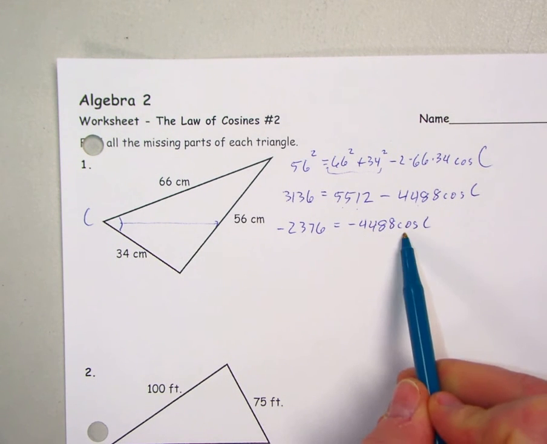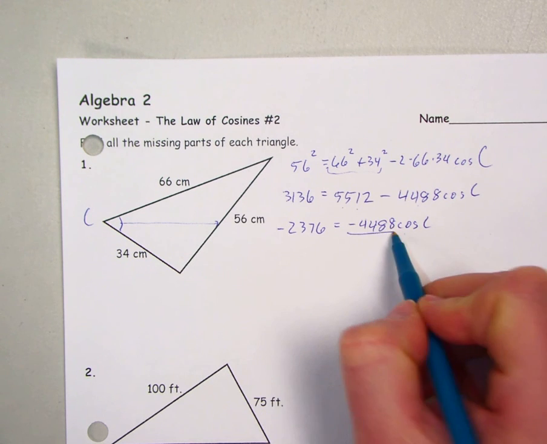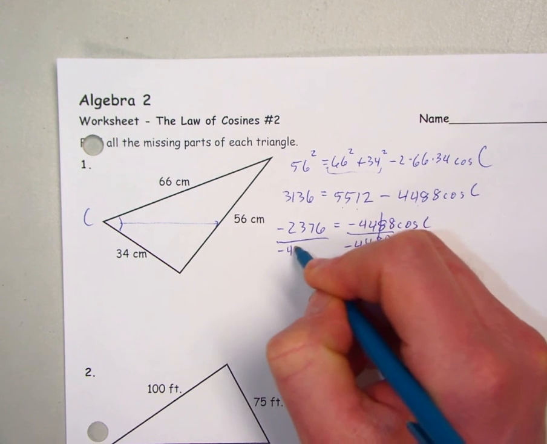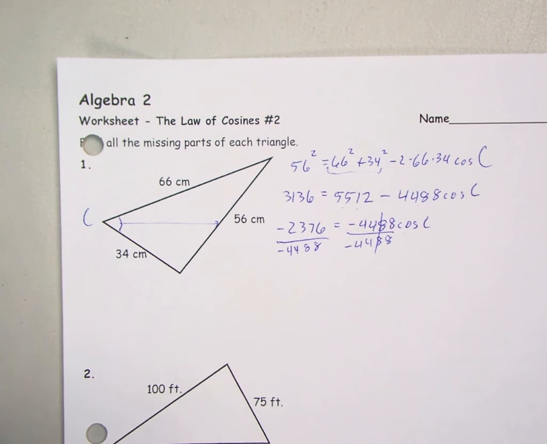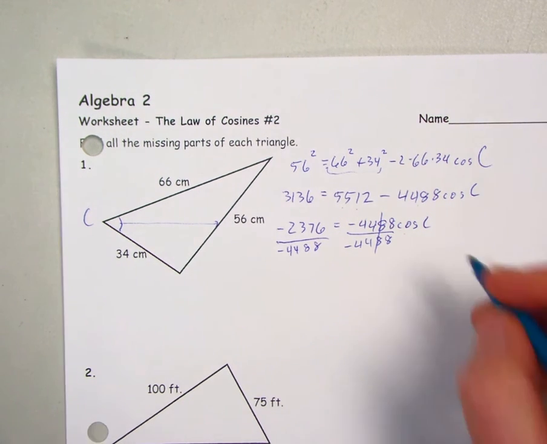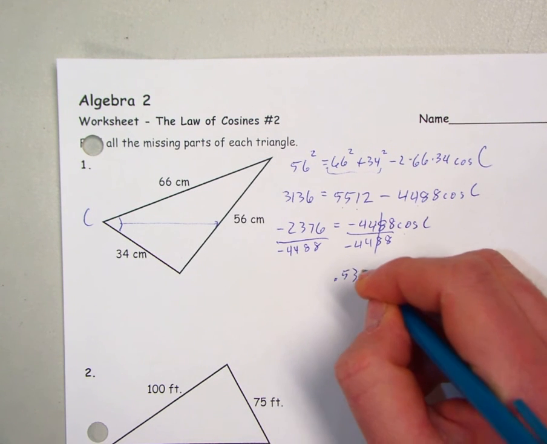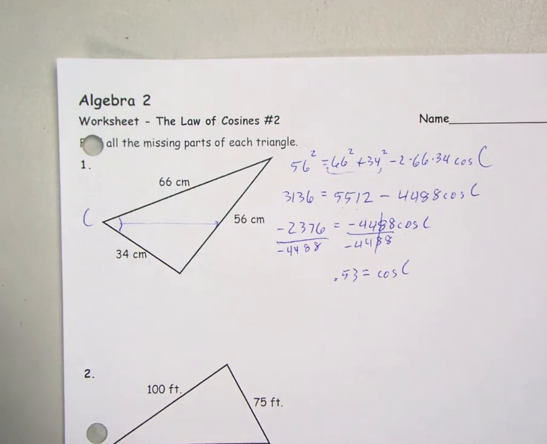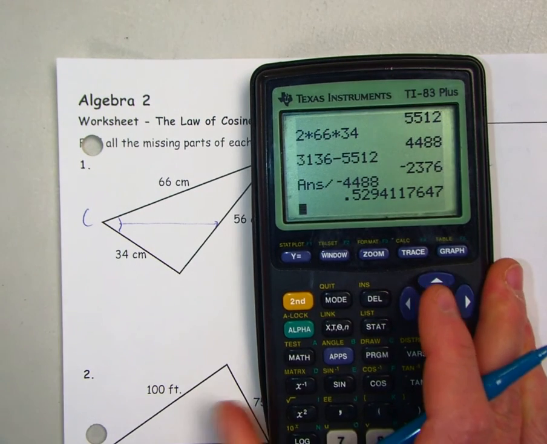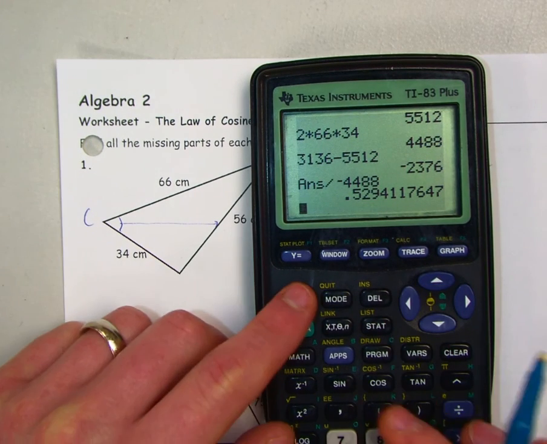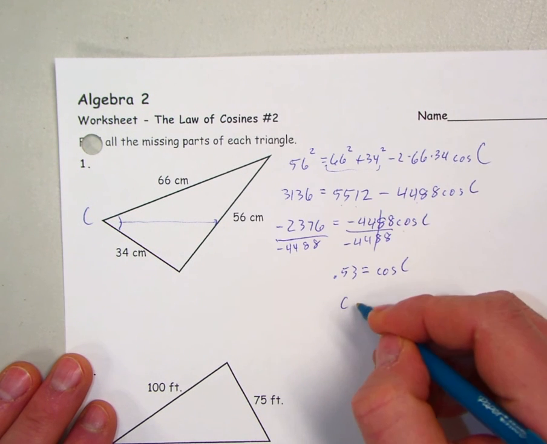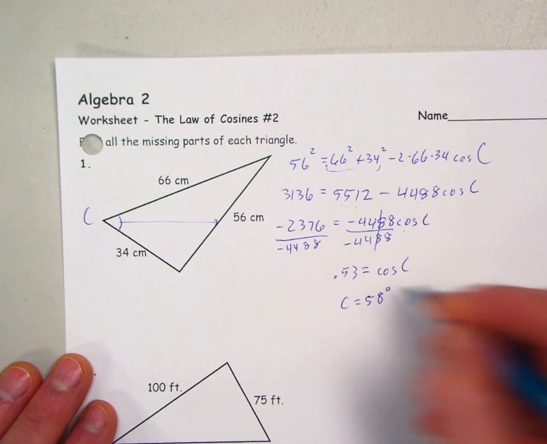These are connected by multiplication, so now I'm going to divide by negative 4488. And I'm going to get 0.53 is equal to cosine C. As I said before, it's not exactly 0.53. It's this long number here. So I'm going to hit inverse cosine of the answer and get, we'll just call it, a 58 degree angle. So C is going to be equal to 58 degrees.